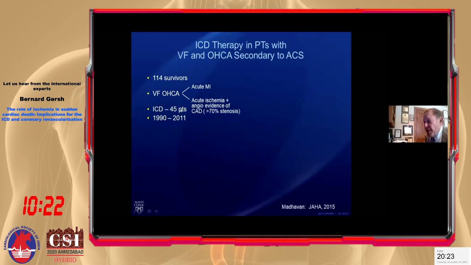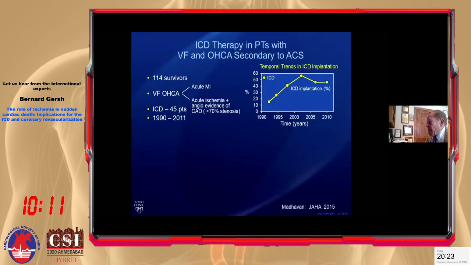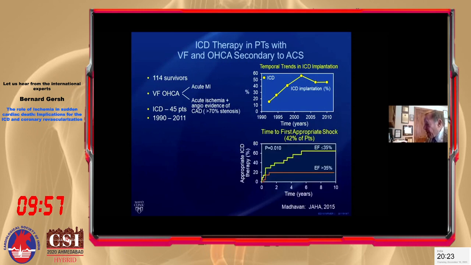45 patients had an ICD, which reflects the uncertainty about what to do in these patients, at least at that time. And this was 2015. What you can see is that over time, we tended to put in more and more ICDs in people who had had an out-of-hospital cardiac arrest secondary to an ACS. But certainly by no means all of them.